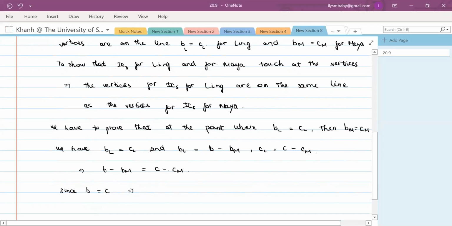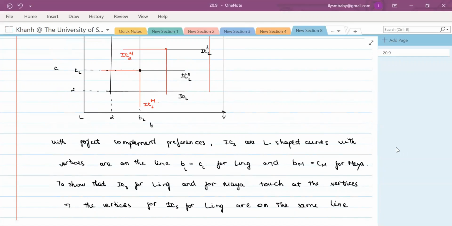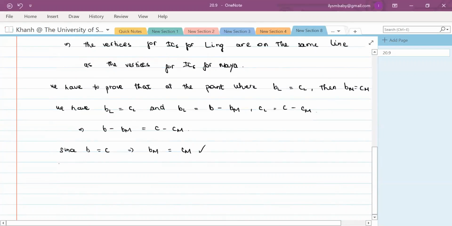So therefore, if B is equal to C, then they cancel out, and what we are left with is negative BM equals negative CM, and so BM is equal to CM. So we have proved that whenever BL equals CL, BM is also going to be equal to CM at that point. So at any division where CL is equal to BL, BM is also equal to CM. And so the two vertex points are going to be the same, and they are touching, and the two indifference curves are therefore touching each other.